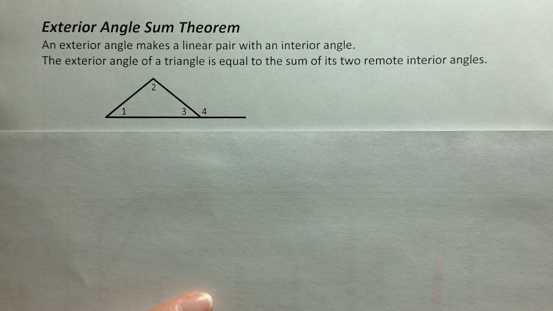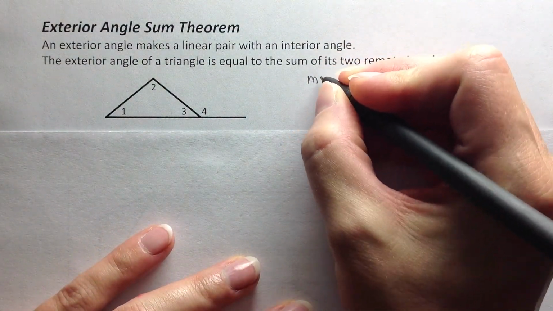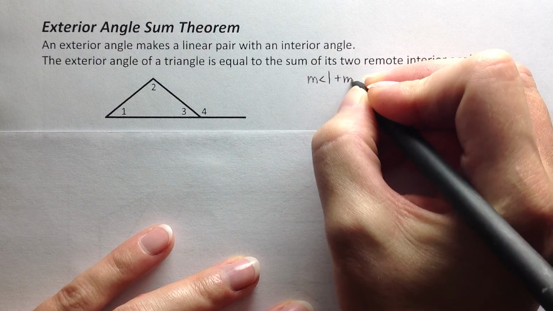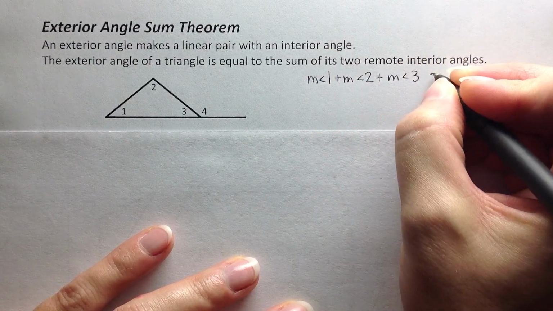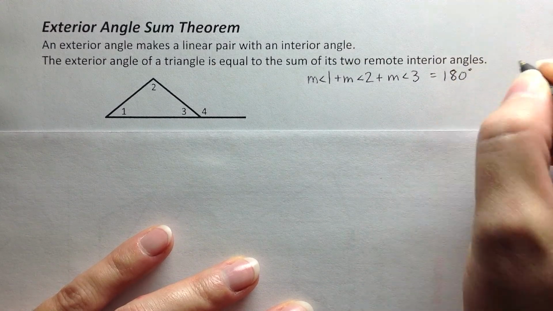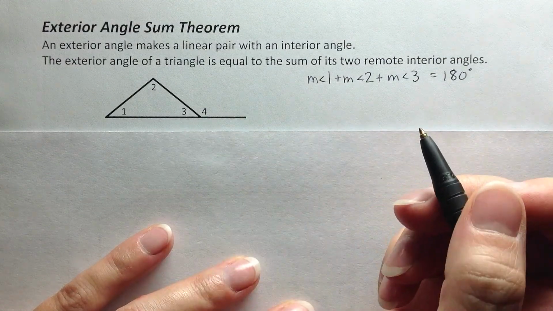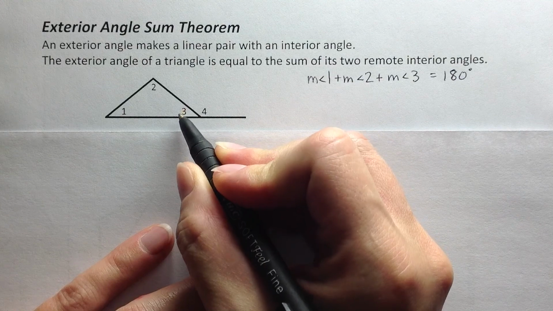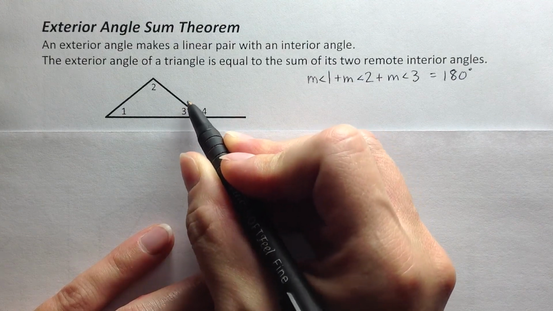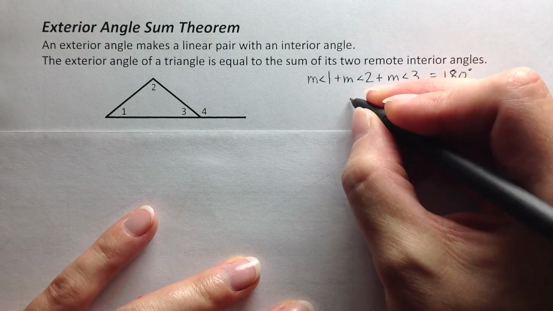Okay, to talk about the exterior angle sum theorem, let's first review what we already know about triangles. We know that the sum of the interior angles is 180. So if I add all the interior angle measurements, I get 180. We also know that the interior and exterior angle right here, the linear pair, are going to add up to 180 as well.